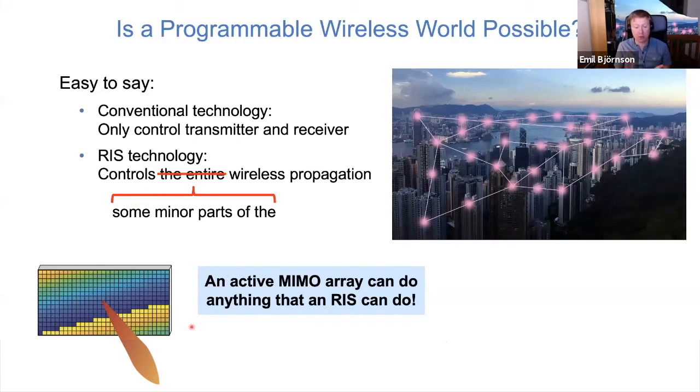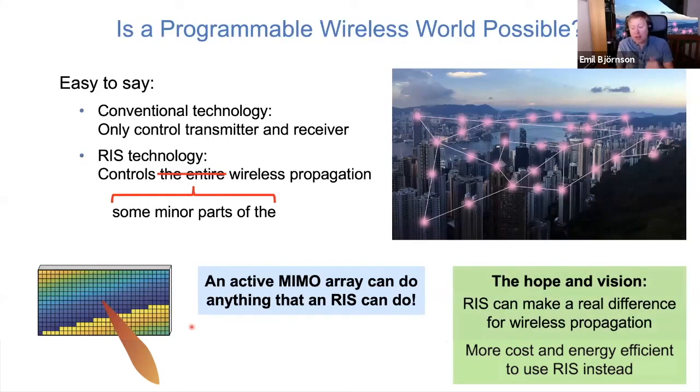For example, the beam width is exactly the same when the arrays have the same size. So it's rather about figuring out what are the cases where it's much more convenient to have a passive surface. And the hope and vision is that reconfigurable intelligent surfaces can make a real difference for the wireless propagation, and it will be much more cost and energy efficient to use this technology compared to other ones.